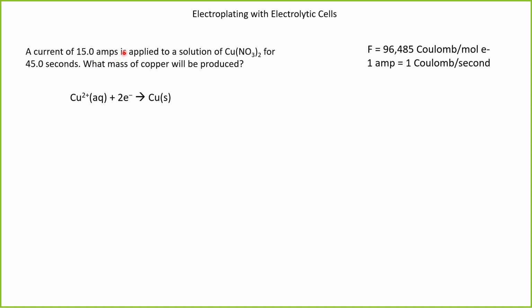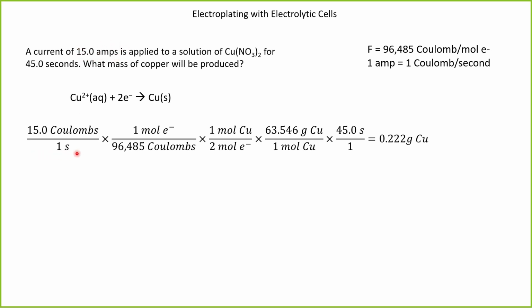I am starting with a current of 15 amps, but I am going to write it as 15 coulombs per second. Multiplying by Faraday's constant, my coulombs will cancel. Then multiplying by how many moles of electrons are transferred for copper, my moles of electrons cancel. Then simply converting my moles of copper to grams of copper. And finally, I am running this current for 45 seconds. And that means my 1 second back here cancels with my seconds here. Putting all this in my calculator, I am going to produce 0.222 grams of copper.